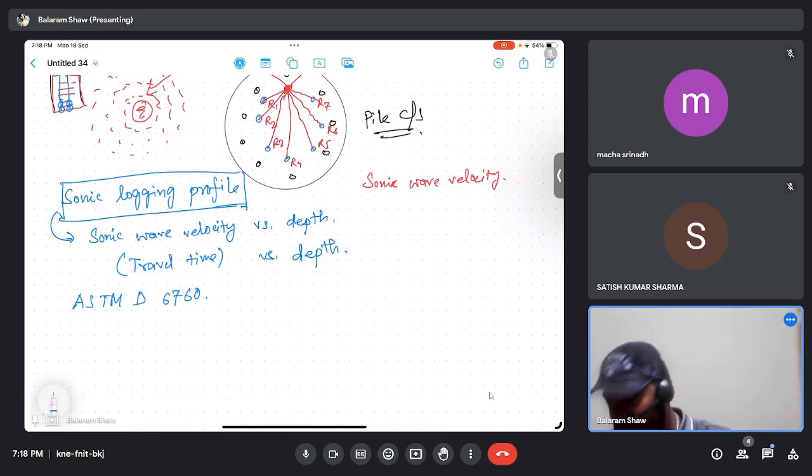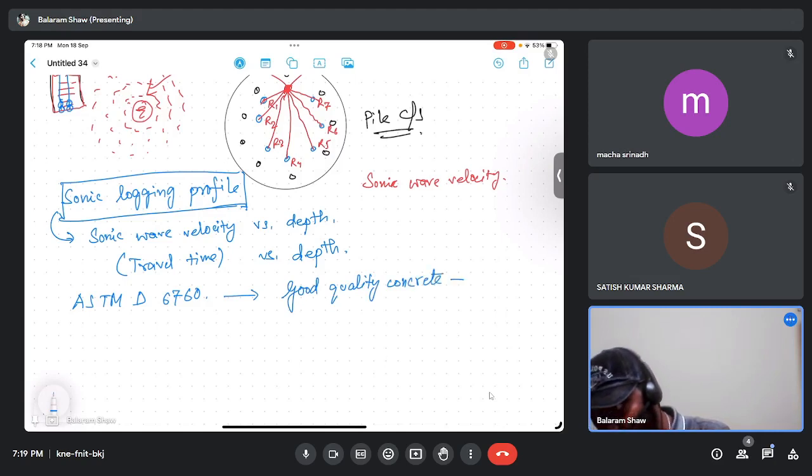So if good quality concrete is there, then we know that the sonic wave velocity will be somewhere near 3700 meters per second. Okay, so for water, it will be 1500 meters per second, and for air it will be 300 meters per second.